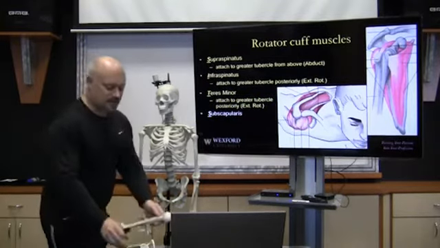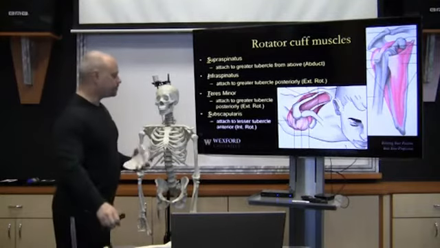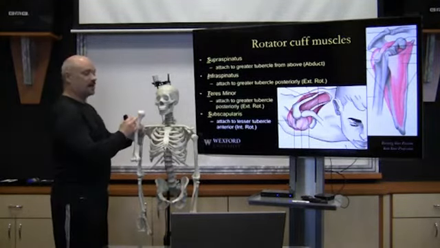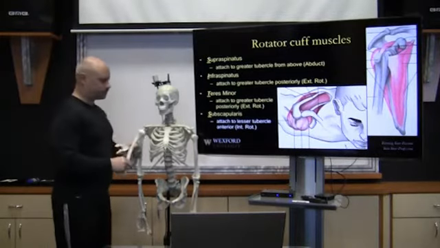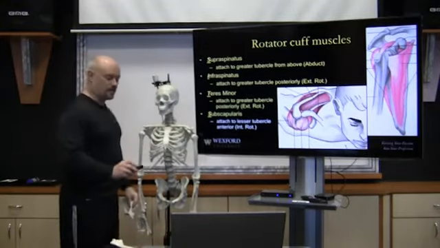And then we have the subscapularis, attached to the front side, and it will attach to the lesser tubercle, which is on the anterior side, and that causes internal rotation. So SITS, S-I-T-S, that's the rotator cuff arrangement.